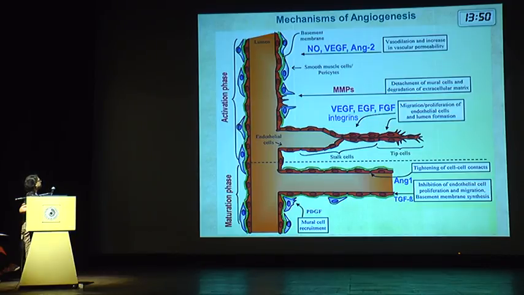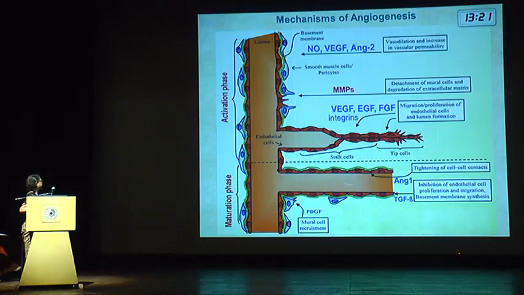Next comes the role of VEGF, FGF and neutrophils, which help in migration, proliferation of endothelial cells and membrane formation. And after the role of MMP, these cells can protrude through that degraded matrix and persist further. In this, these are the tip cells and these are the stalk cells.